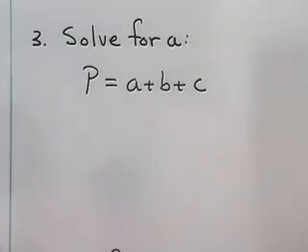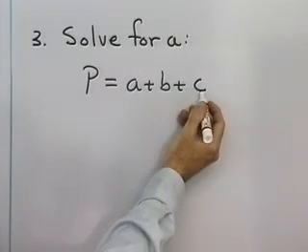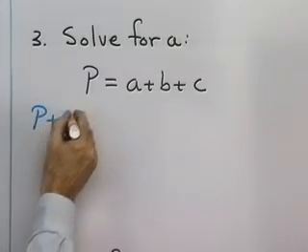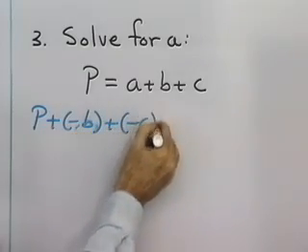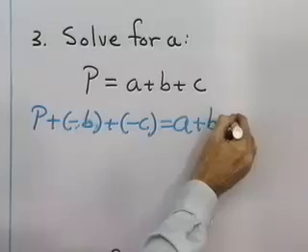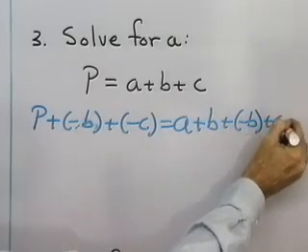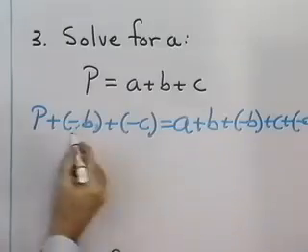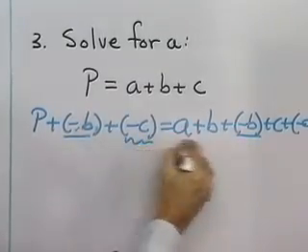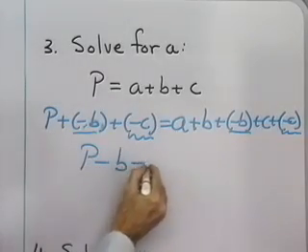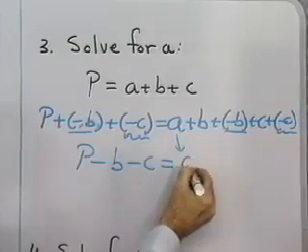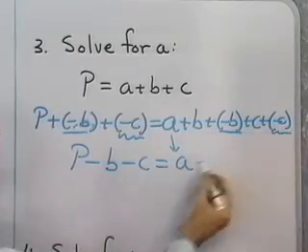Let's try another one. How about if we have P equal A plus B plus C, and we want to solve for A? Well, I'll start by adding negative B to both sides and negative C to both sides. So I have P plus negative B, plus negative C is equal to A plus B plus negative B plus C plus negative C. So I've added negative B to both sides and I added negative C to both sides. On the left side, let's change back to subtraction. P minus B minus C is equal to A plus 0, which is just A.